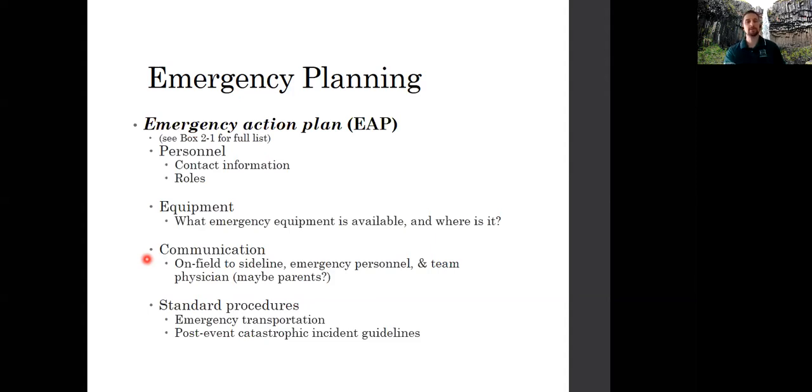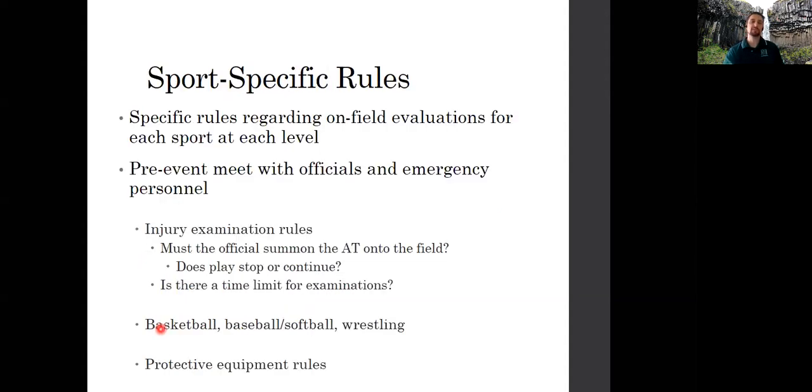And then standard procedures, right? So what are the transportation guidelines? Who's meeting the EMS or the ambulance and directing them? Who's taking care of the person who's down or injured? Right? All of that needs to be thought of ahead of time.